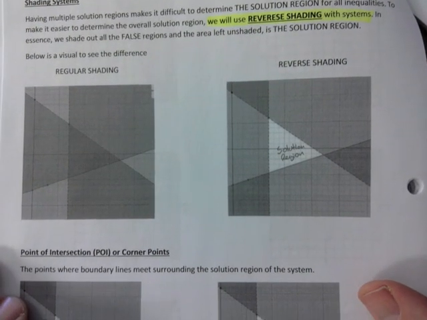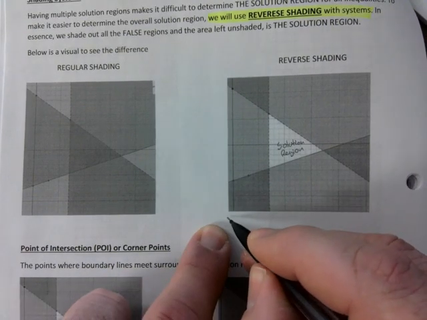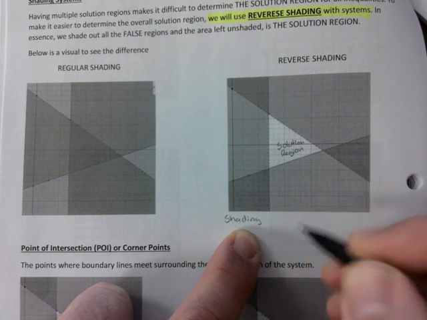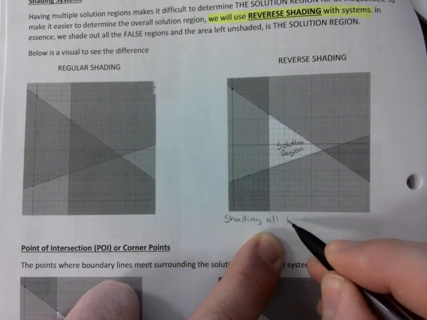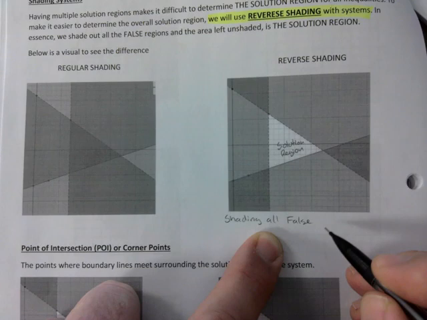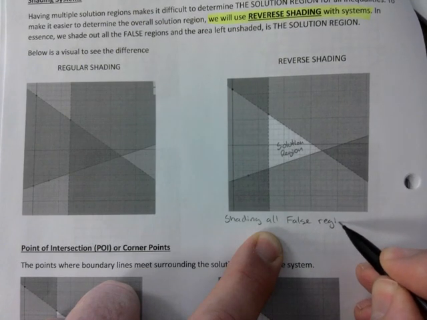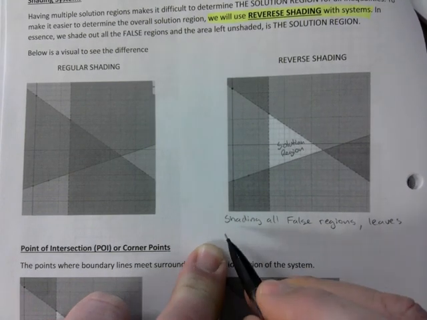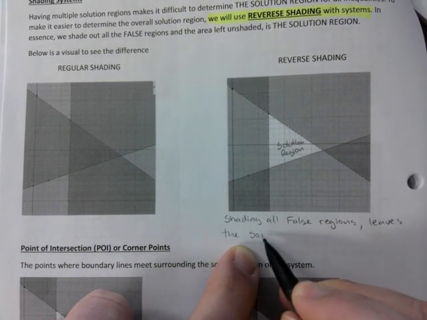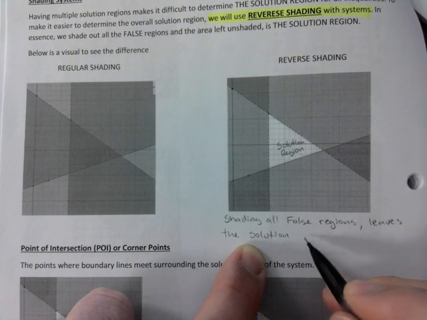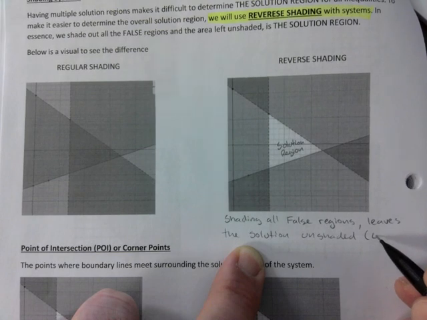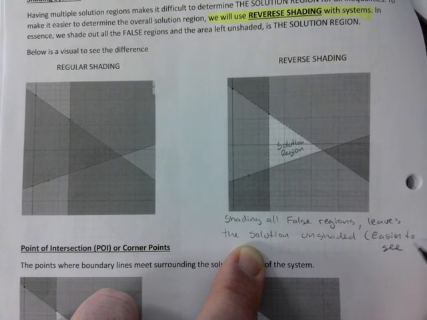So I will just say this under the reverse shading. Shading all false regions, right? False regions leaves the solution unshaded. Easier to see. That's basically why I do that.